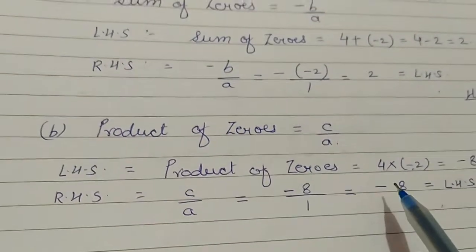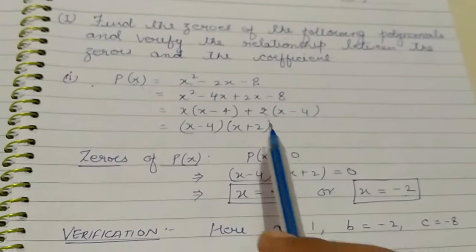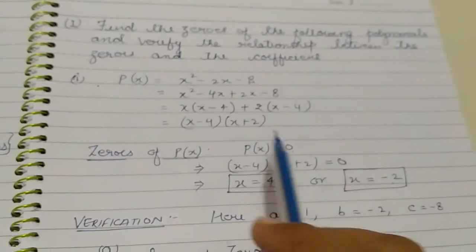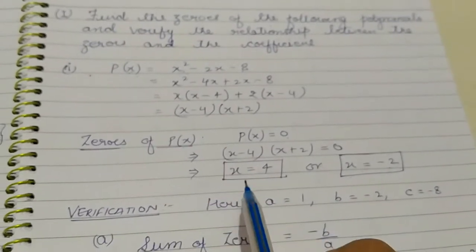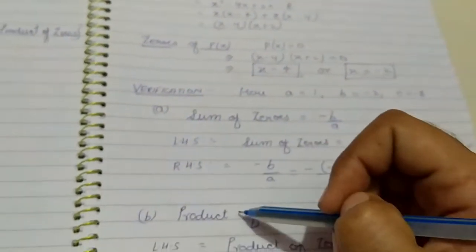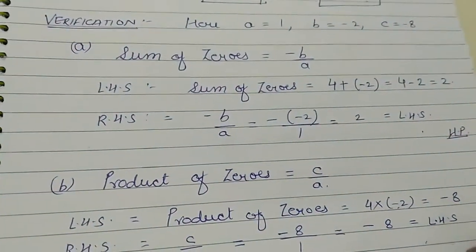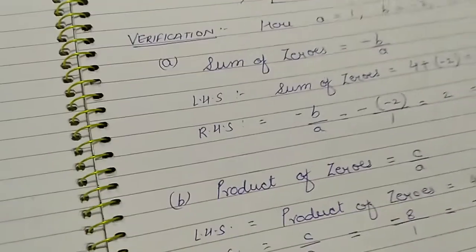In this way, in such type of questions, first we shall find the zeros of the given polynomial and then the verification of these two relations. Now we shall take one more example.